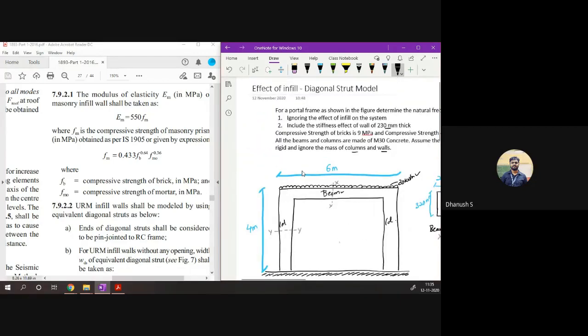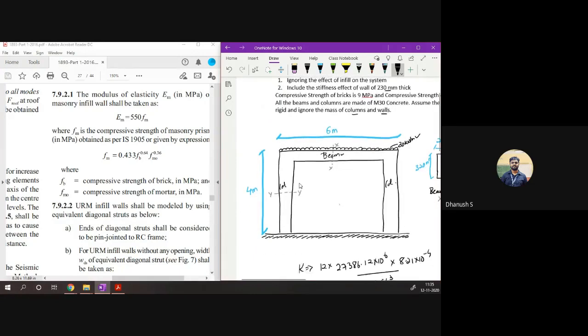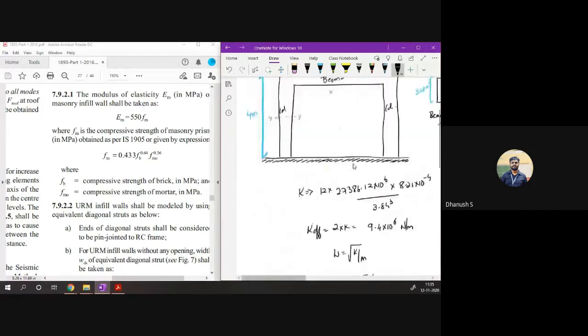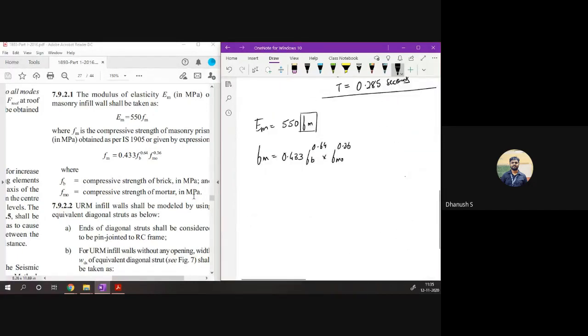Fb is 9 MPa and F mortar is 15 MPa. Substitute. How much is it? 4.683. Is this correct? Everyone got the same value? Yes, sir.